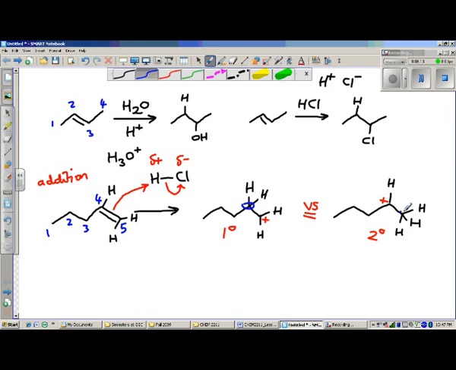This guy has 1 carbon here and 1 carbon here. Notice it doesn't matter how long each carbon group is. What matters is the number of carbons attached to the carbon bearing the plus charge. There are 2 groups here pushing electron density into that carbon, making it slightly more stable.